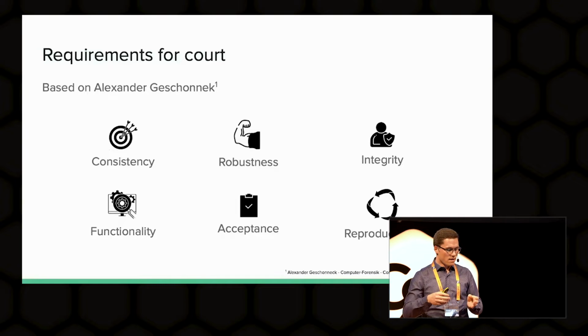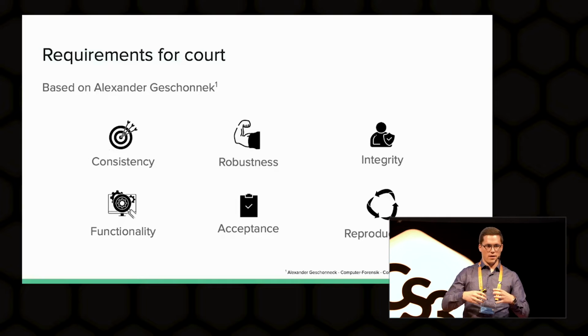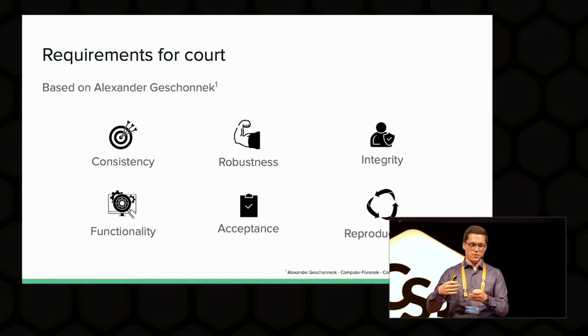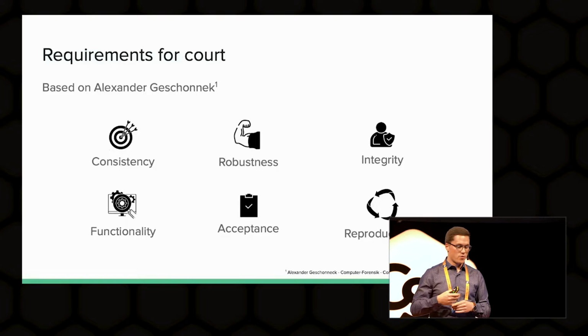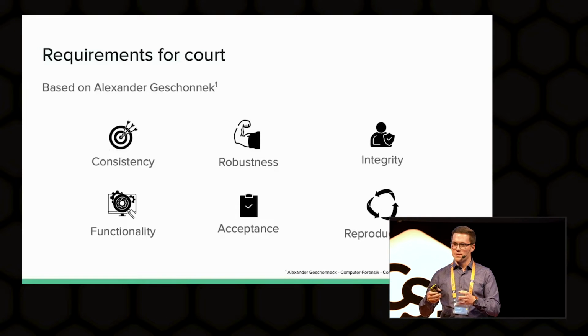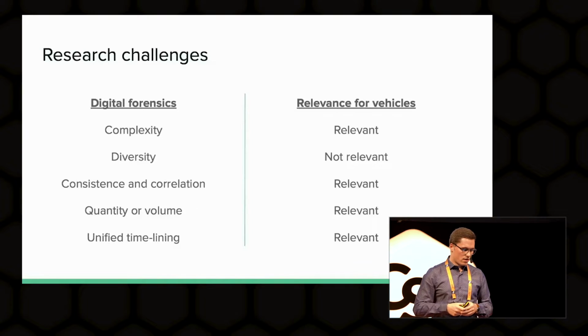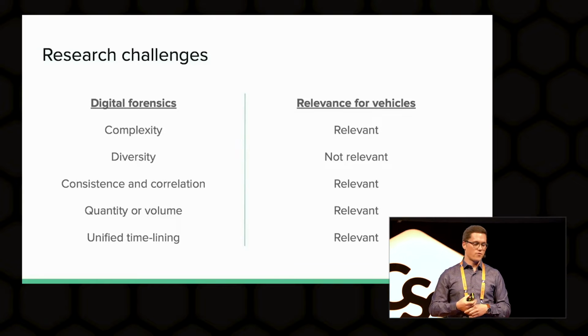Integrity. The data we are collecting, and the data we are storing and analyzing, need to fulfill the integrity requirements, so this should not be changed during the analysis, beforehand, and afterwards. Reproducibility is if we perform multiple analyses multiple times, we should get similar results, and it should always work. So this brings a lot of research challenges with it within automotive forensics.